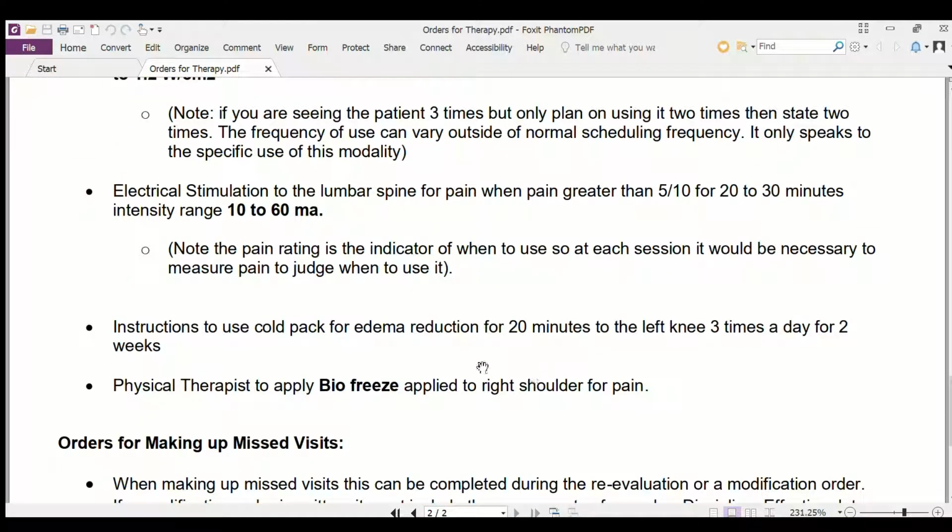If you're using any type of cold packs or instructing in that, make sure that you indicate the location, how often, and for how long you're going to do that. And if therapy is going to use Biofreeze, which is a very common menthol treatment, you need to indicate where that is going to be applied and have an order for that.